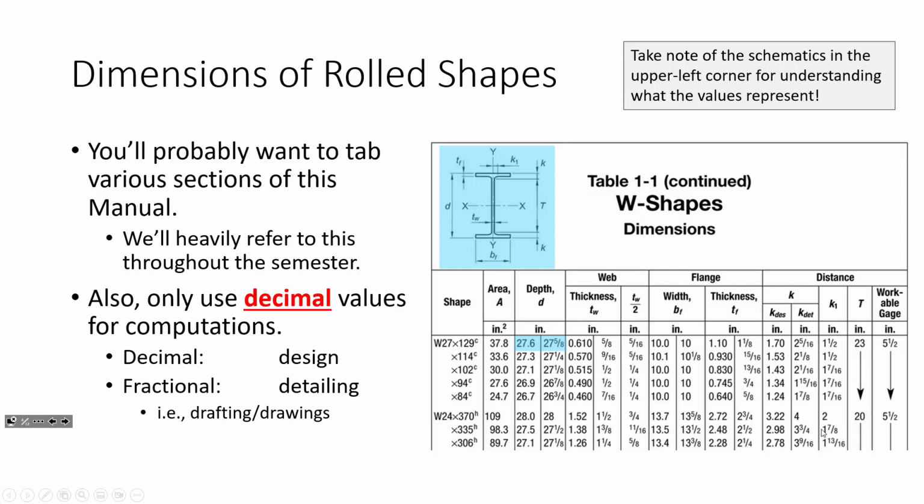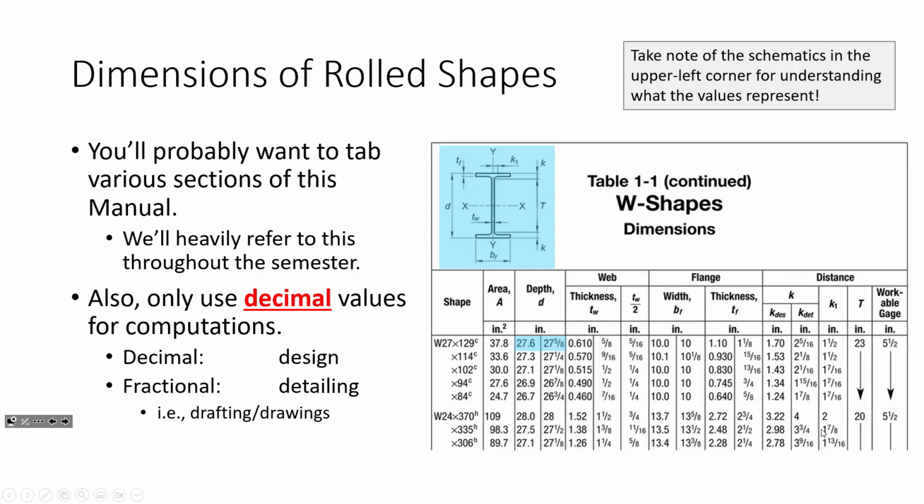Now, one of the things you will find for a lot of the shapes in the manual is this. I'm looking at a W27 by 129. Some of the more astute observers will see there's a little C note on that shape. You don't know what that means yet. You will by the end of the semester. Essentially what this means is that this shape has local buckling issues, but we'll get to that later.